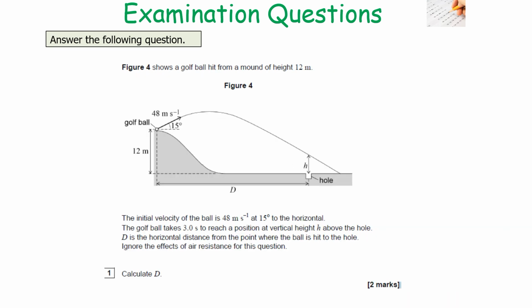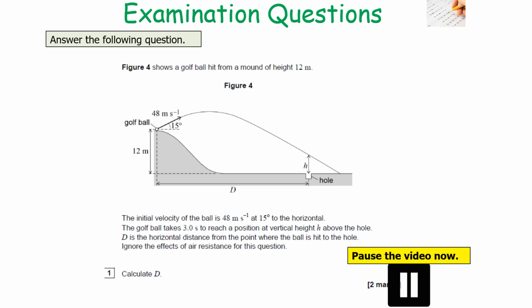Right, let's have a look at our next question. Figure 4 shows a golf ball hit from a mound of height 12 meters. The initial velocity of the ball is 48 meters per second at 15 degrees to the horizontal. The golf ball takes 3 seconds to reach a position at a vertical height h above the hole. D is the horizontal distance from the point where the ball is hit to the hole. Ignore the effects of air resistance for this question, and calculate D. Pause the video now, then unpause the video when you want to go through your answer.